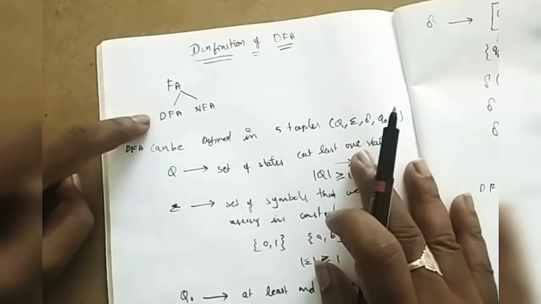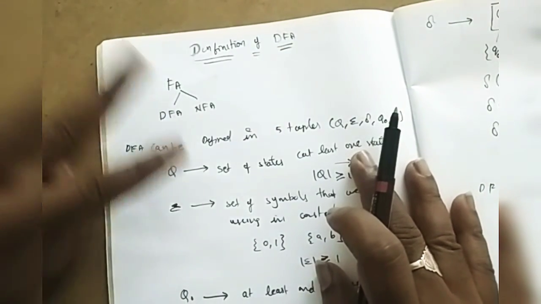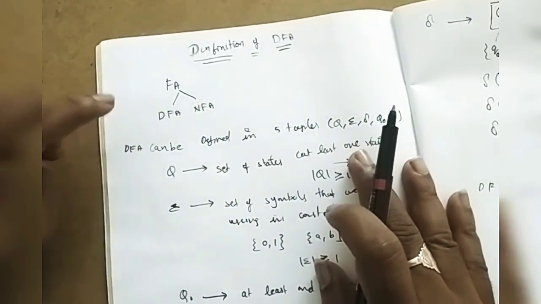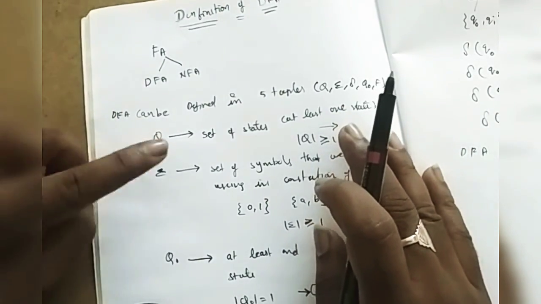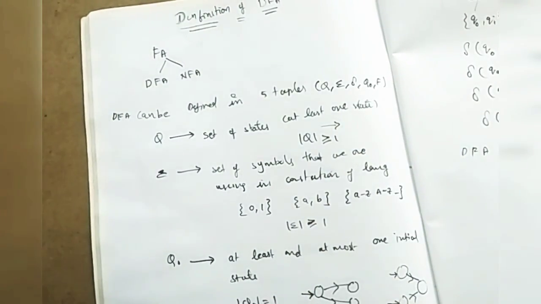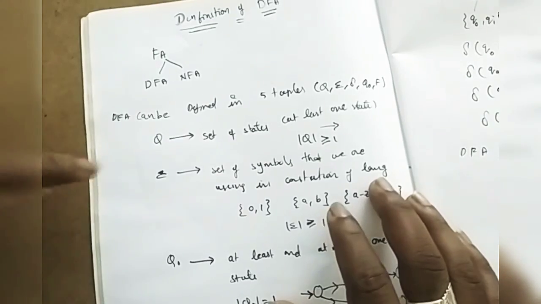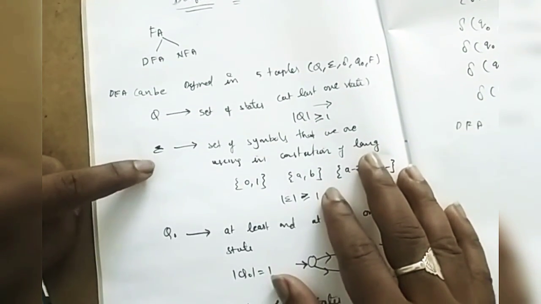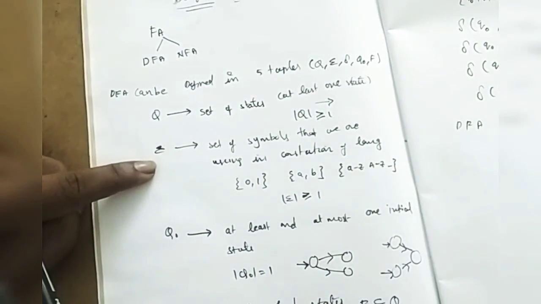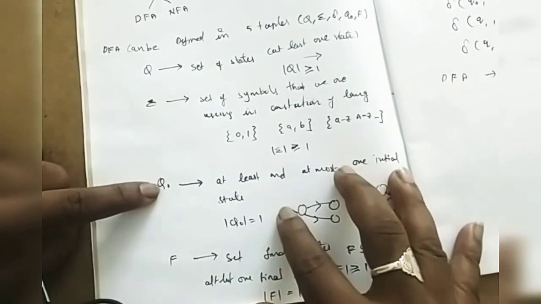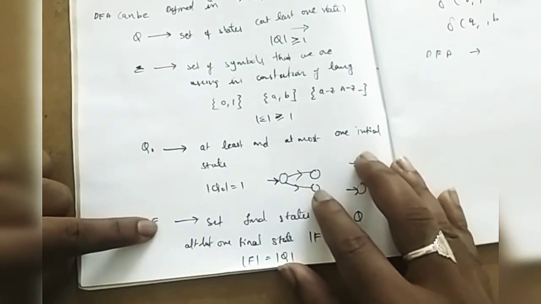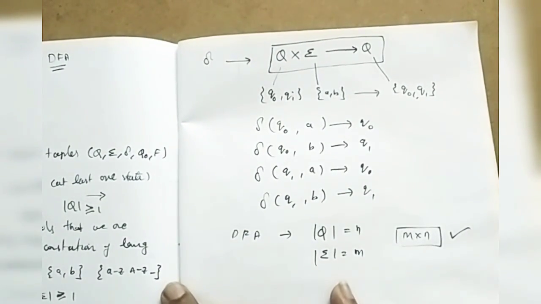Let us see what I have gone through. Finite automata is divided into two types, DFA and NFA. And DFA can be defined as a 5-tuple, which are the set of states, set of input symbols, initial state, final states, and the transition function.